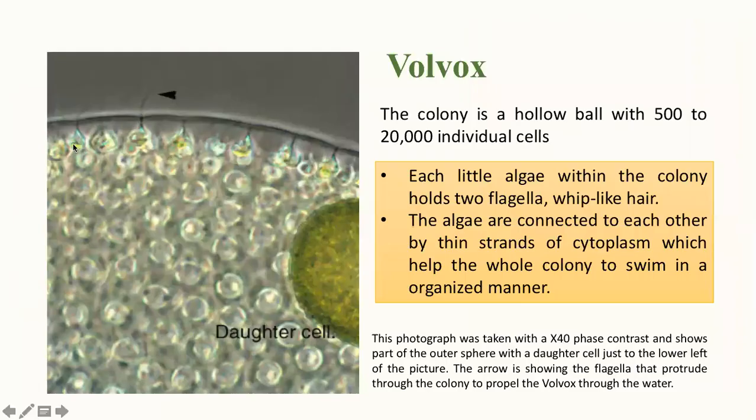You can see here in this picture the single cells that all together make up the colony. And you can see here partially a daughter cell in the making. And if you look very carefully, you can see the flagella that is protruding out. And each cell in the colony is being bound together with cytoplasmic connections, and all together, they are being wrapped up in a mucilaginous covering. The colony, as I said earlier, is a hollow ball which comprises about 500 to 20,000 individual cells. And each little algae within the colony has got two flagella, and the flagella is whiplash type.